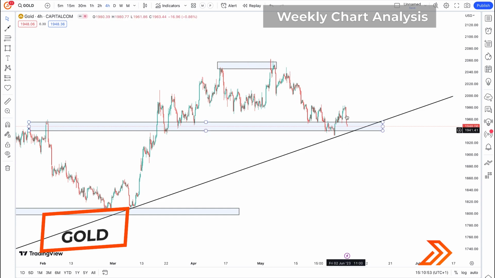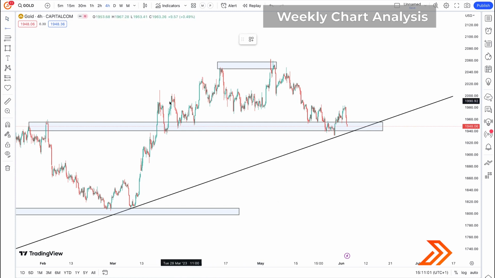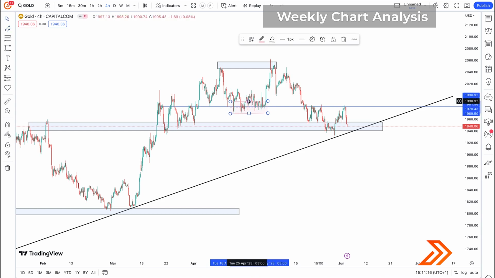And then if you notice, price is actually coming back to retest this support trend line on gold. And also, price on gold came back to retest this critical zone here on gold, because this is literally more like a critical zone here on gold, because gold has been ranging within this zone.